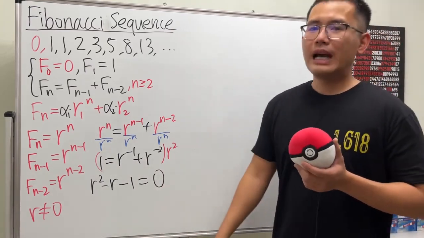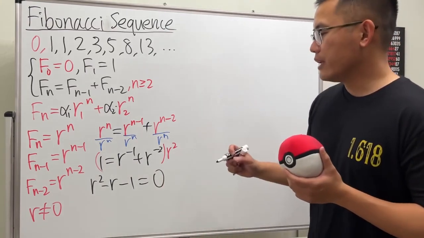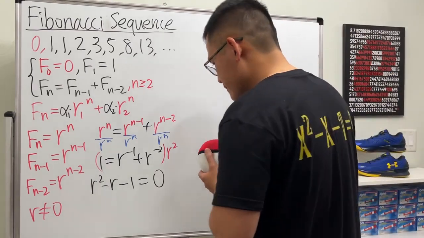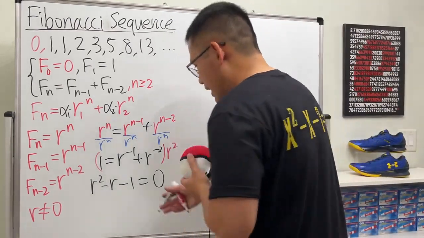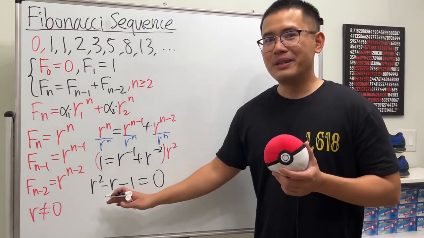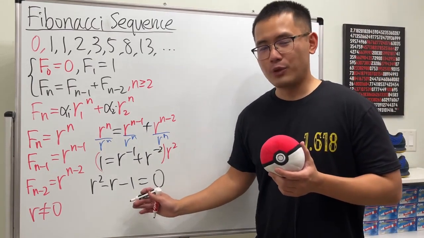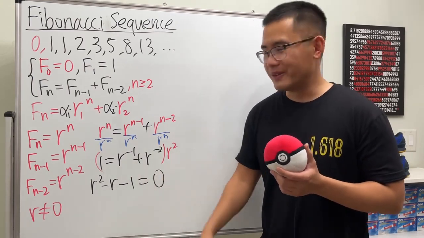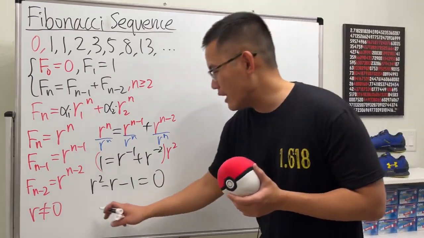Have a look. We have a quadratic equation. So yeah, this right here is the golden quadratic equation because it will give you the golden ratio. And then of course you can solve it whichever way that you would like.